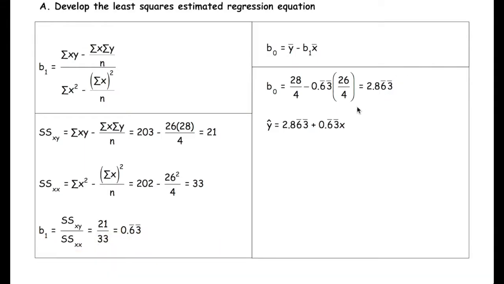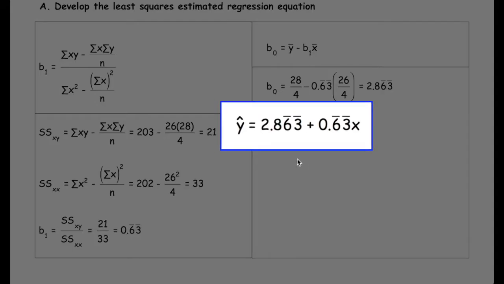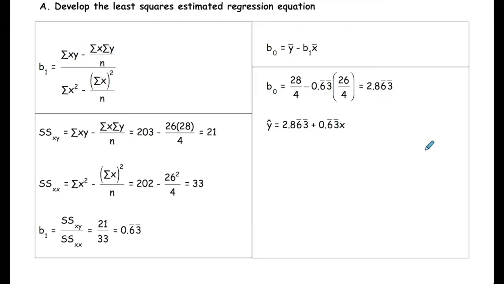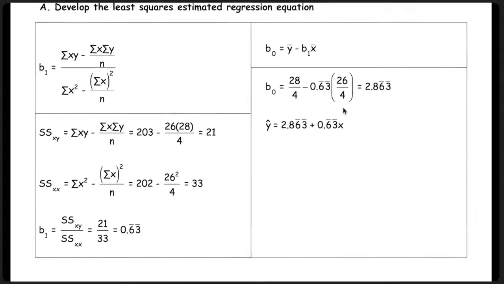Once we've calculated the slope and the intercept, we can now express our regression line. So our regression line comes in the format of a straight line. It's y hat equals b0 plus b1 times x, where b0 is your intercept and b1 is your slope. So there we have it. That's how we would answer required A. Now let's have a look at required B.